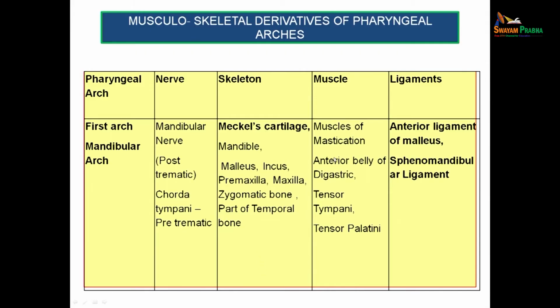Now coming to the muscles formed from this first arch, you have almost all the muscles of mastication formed from the first arch. They will be also giving rise to the anterior belly of digastric. Digastric is a muscle with two bellies, but only the anterior belly is developing from the first arch. You will have tensor tympani and also tensor veli palatini. So these are the major muscles derived from the first arch. Just by knowing the nerve supply, you will get to know the muscles which you get here, because you know the muscles of mastication are supplied by the mandibular nerve. Now the ligaments which are formed in the first arch are the anterior ligament of malleus and the sphenomandibular ligament.